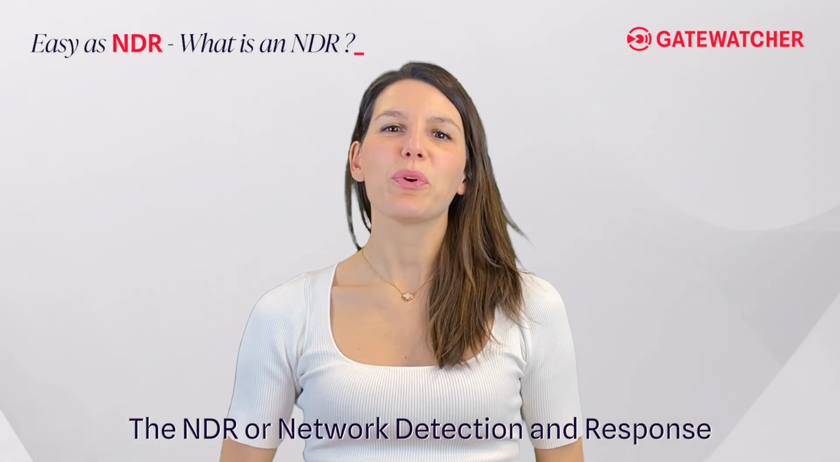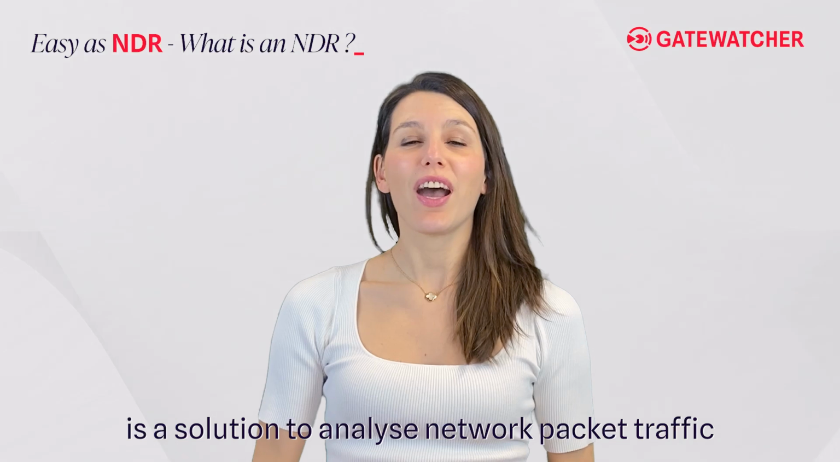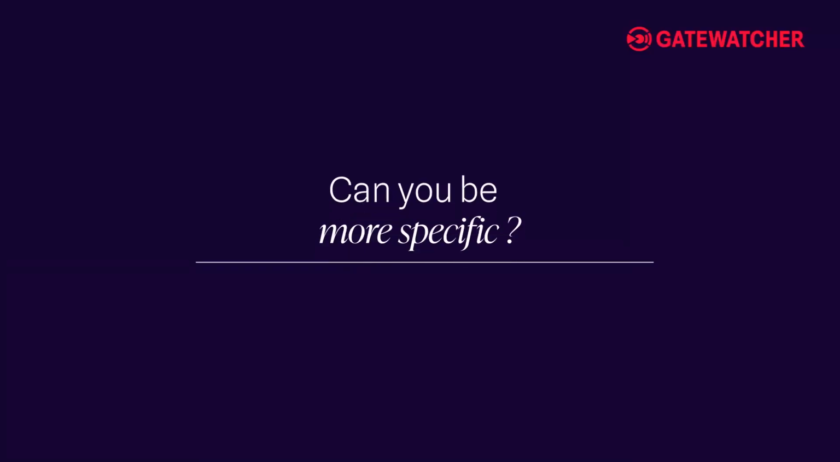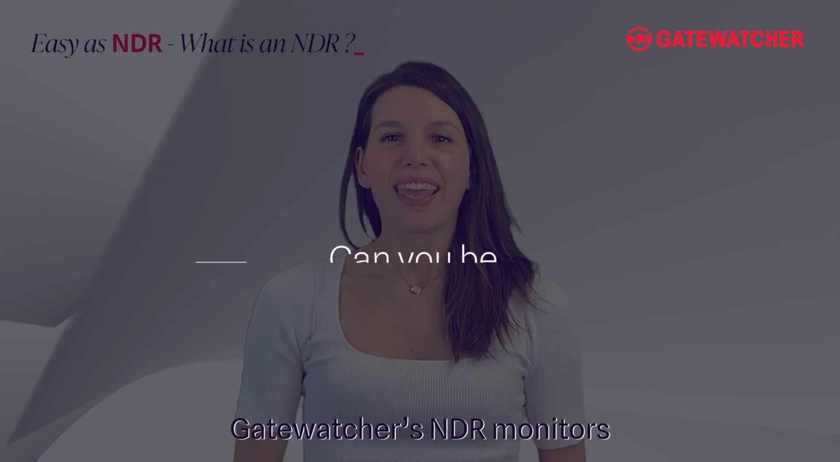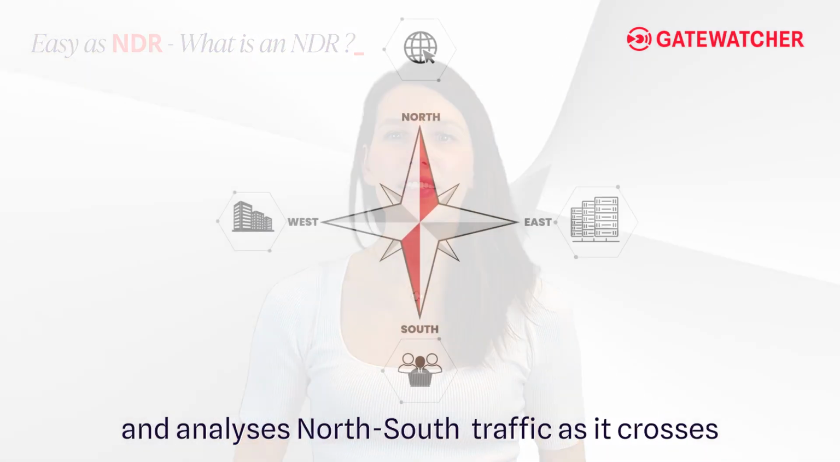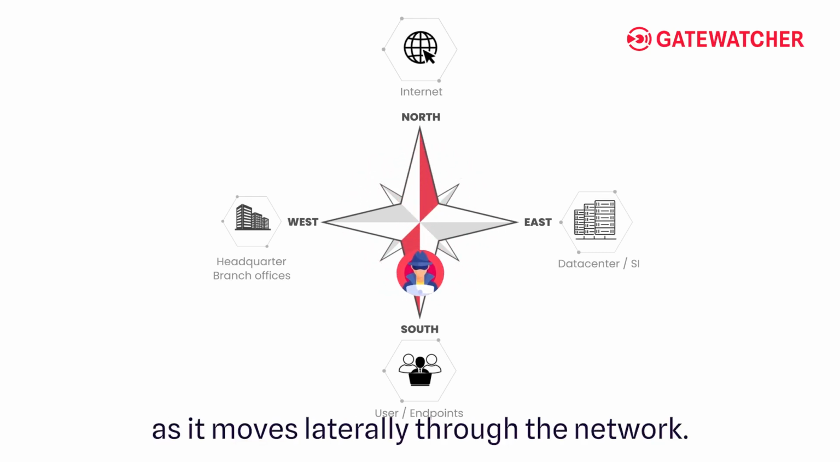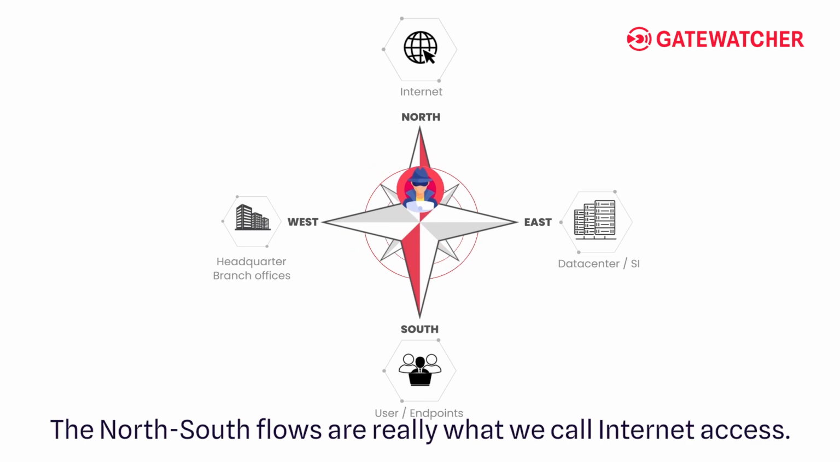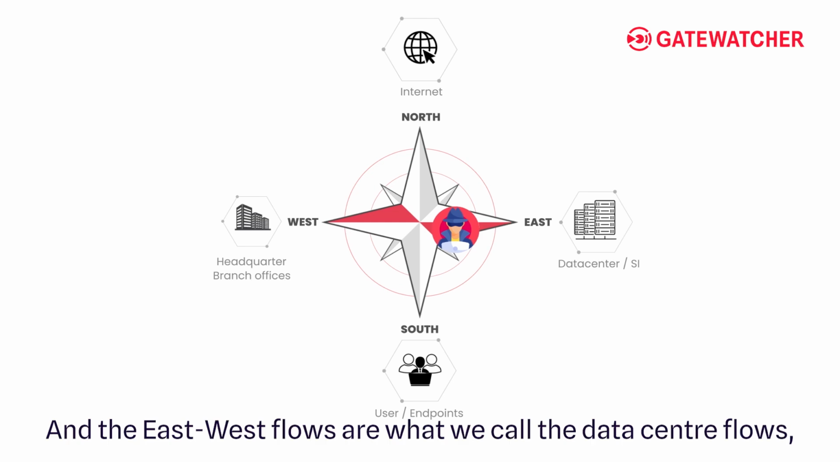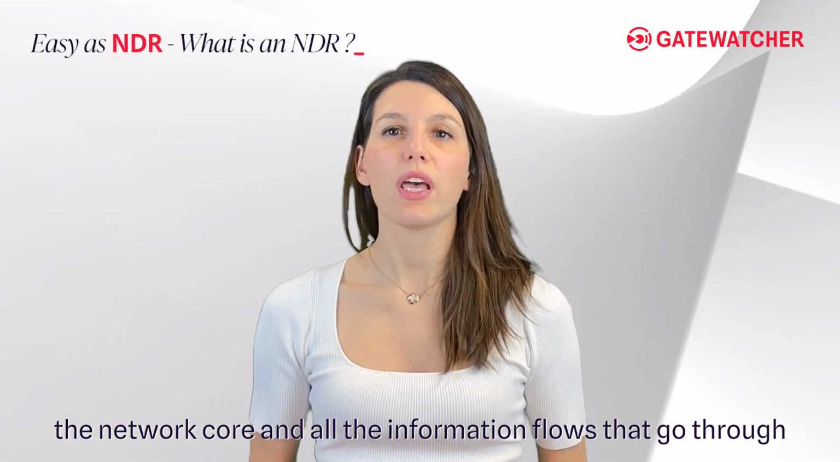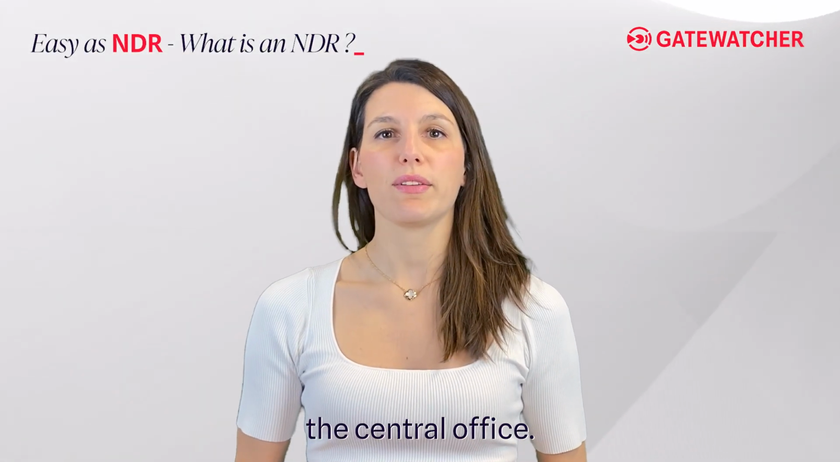The NDR, or Network Detection and Response, is a solution to analyze network packet traffic or traffic flows in real time. Gatewatcher's NDR monitors and analyzes north-south traffic as it crosses the perimeter, as well as east-west traffic as it moves laterally through the network. The north-south flows are really what we call internet access, and the east-west flows are what we call the data center flows, the network core and all the information flows that go through the central office.